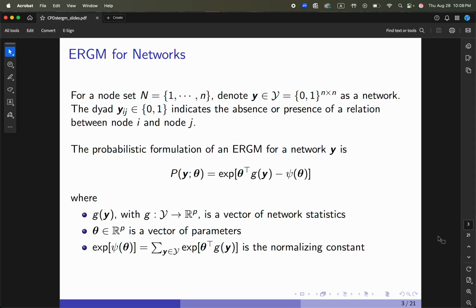For a node set N, let's denote Y, a 0-1 n by n adjacency matrix, as a network. The dyad Yij in {0, 1} indicates the absence or presence of a relation between node i and node j. The probabilistic formulation of an ERGM for a network Y is as follows, where theta is a vector of parameters and g of y is a vector of network statistics, and the exponential of phi is the normalizing constant.